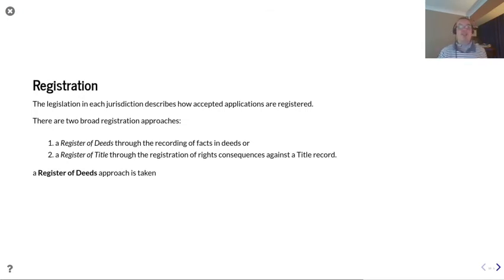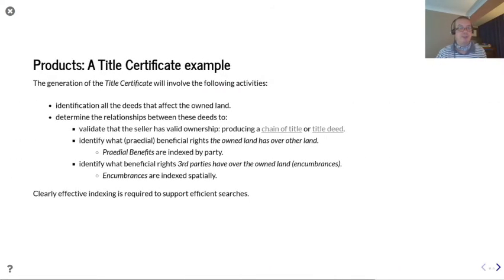Now, clearly, each jurisdiction will have its own registration criteria, and there are broadly two methods of how legal instruments or deeds are dealt with, which is through a register of deeds, where the facts within the deed are recorded as part of the registration process, or a registration of title, where the registration of the rights consequences contained within the deed are recorded against a title record. In our example, a register of deeds approach is taken.